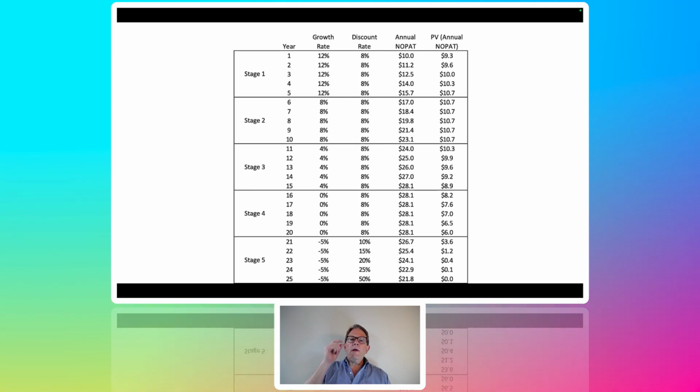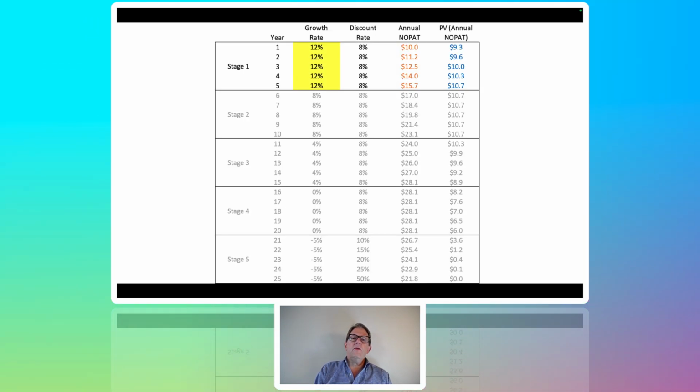All right. Now, here are the 5 stages that we had from last video. I've just done each stage as 5 years rather than 15. Last video, I did each stage for 15 years, just so you could see the impact. And here, stage 1 is 12% growth. Stage 2 is 8% growth. Stage 3 is 4%. This is NOPAT growth. Stage 4 is 0 NOPAT growth. Stage 5 is minus 5%, just sort of going through the cycle of a company. All right, so this was the first one.